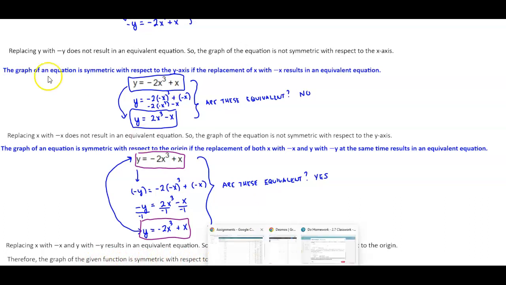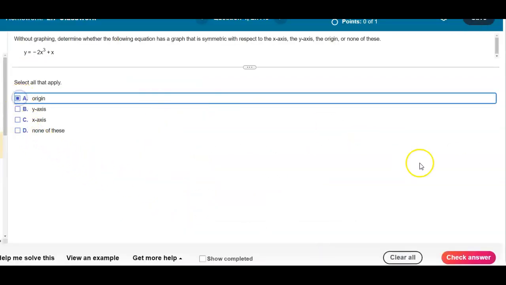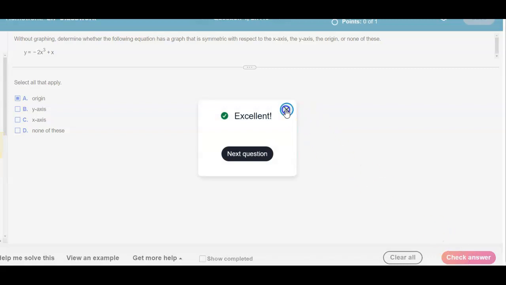So let's go ahead and then answer that question. So we would say the origin, check the answer, and then there is the result.